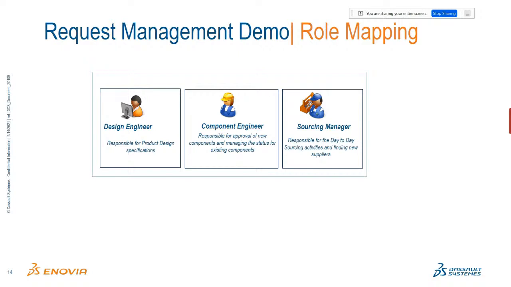And we want to show you now a demonstration, and we are going to use 2 roles here, which are mapped to ENOVIA roles. So we have the design engineer, who has been granted the component request engineer ENOVIA role, and the component engineer, who has been granted the supplier item manager role. The sourcing manager is not going to be shown in terms of software. We're just going to highlight his activities, but we're not going to see anything during the demonstration.